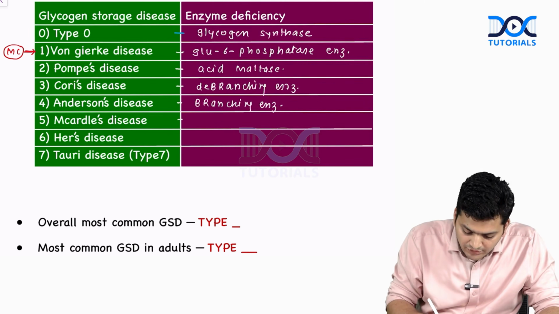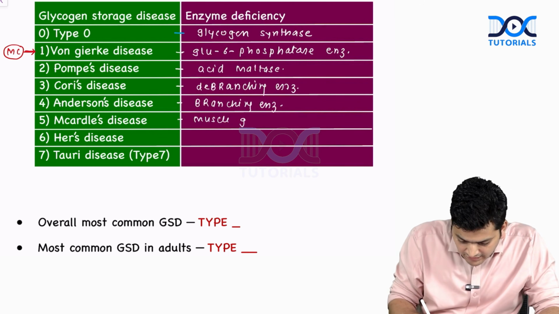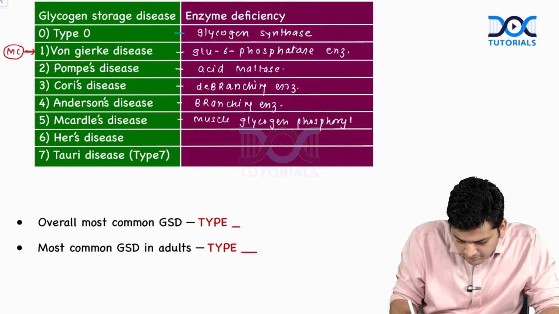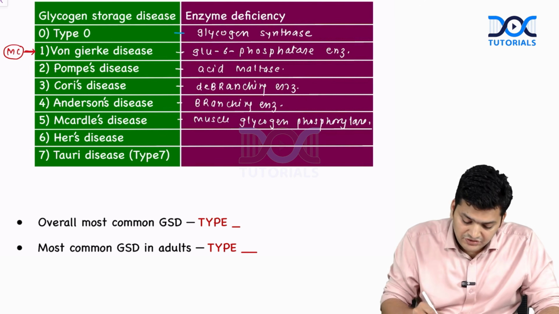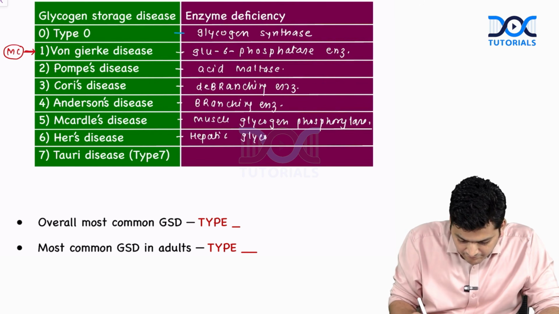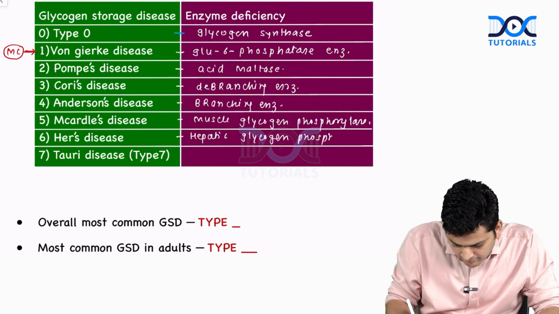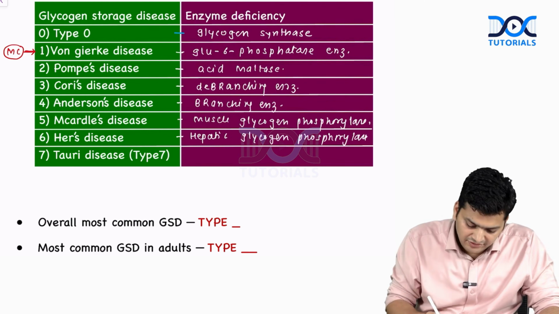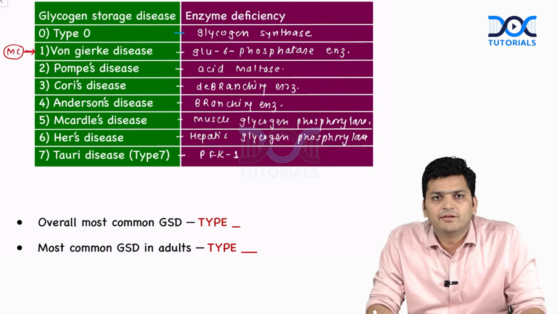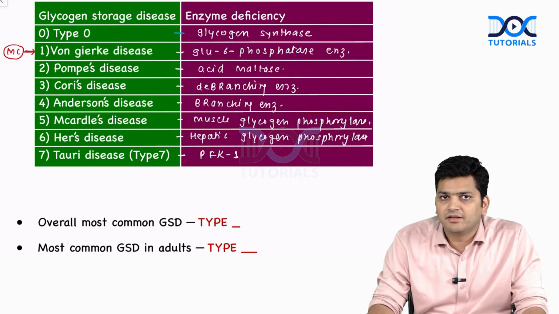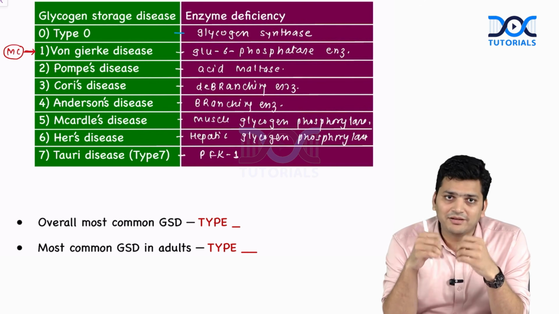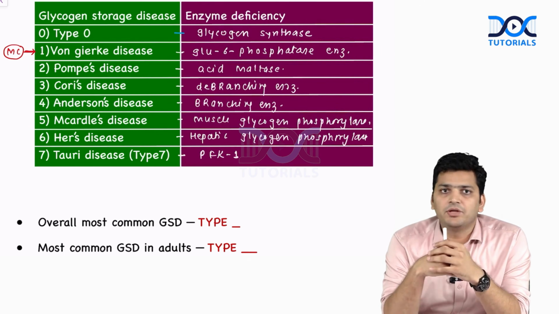McArdle disease is due to deficiency of muscle glycogen phosphorylase. Hers disease is due to deficiency of hepatic glycogen phosphorylase. And Tarui disease, this is the type 7, is due to deficiency of PFK1. So these are the various enzyme deficiencies. These are all the enzymes which are used in the glycogen metabolism, and if there is a deficiency, this is how they are going to present to us.